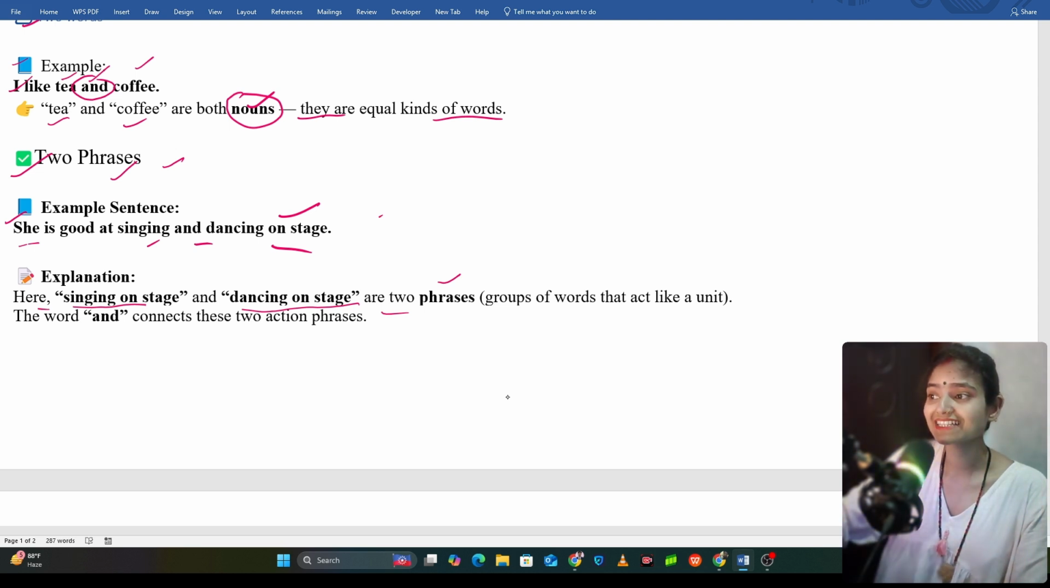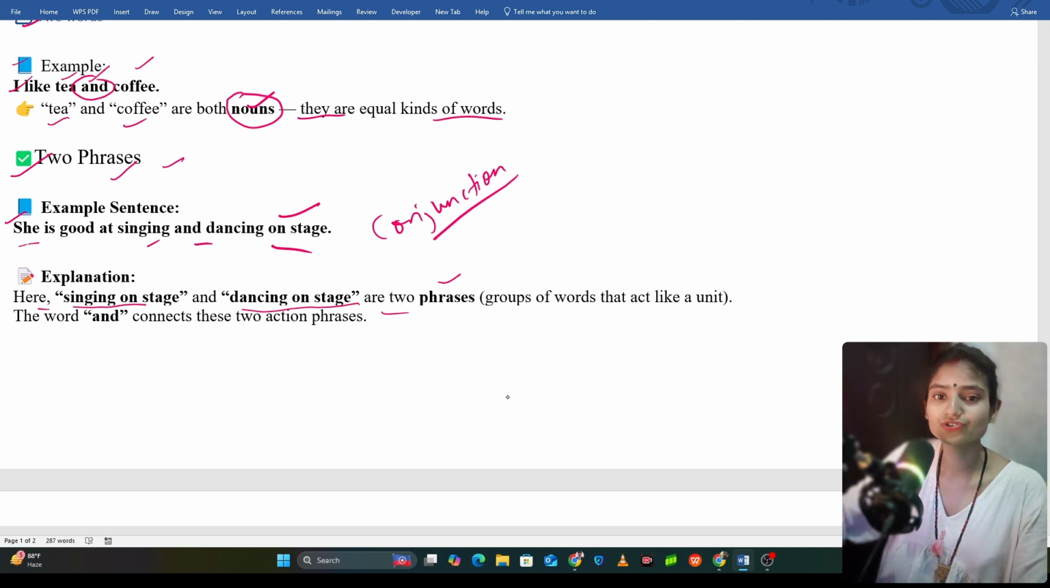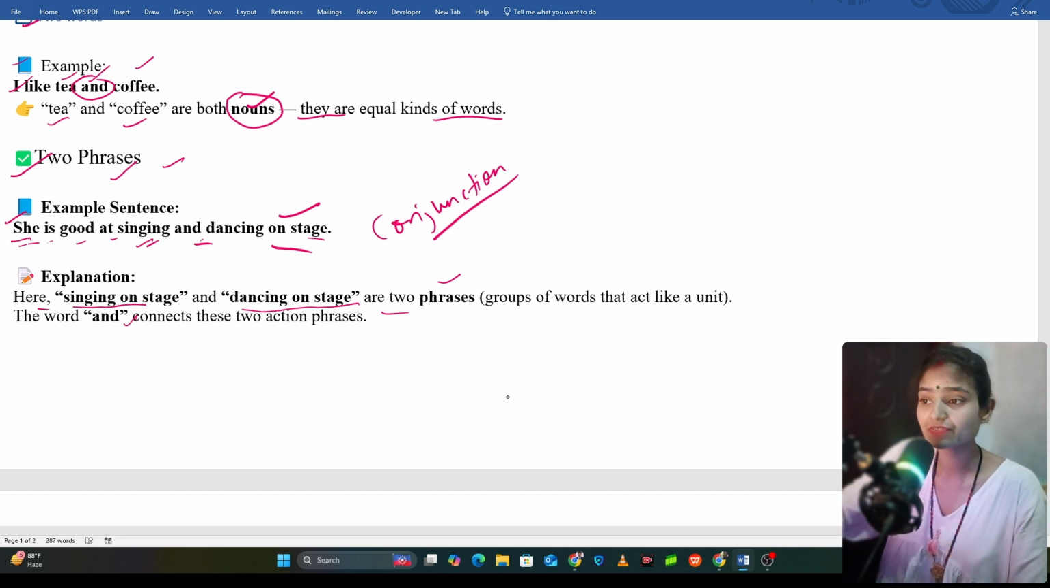So what will this conjunction do? This conjunction will help these phrases to connect, to join. Okay, now see here, this and is doing what? This and is helping these phrases to join to make a complete sentence. Now see, she is good at singing and dancing on stage. Can you see that? Can you see in this phrase singing?